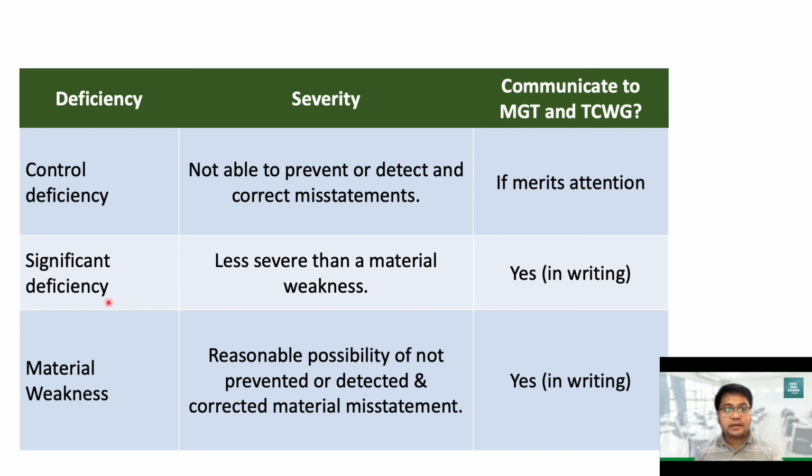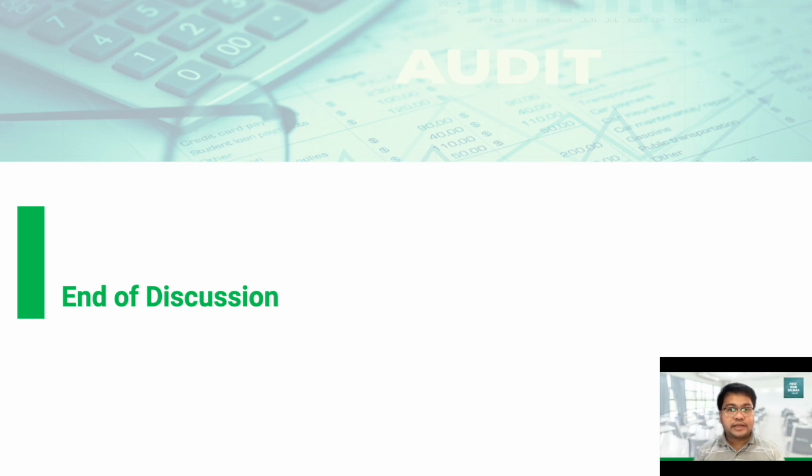If you talk about significant deficiency, this is considered significant but less severe than a material weakness, then we need to communicate it to those charged with governance in writing. If appropriate, we can also communicate it to the management. If it's a material weakness, so there is a reasonable possibility of not preventing or detecting the related fraud or misstatement, then we communicate that to those charged with governance in writing also. And if appropriate, we can also communicate that to the management. So that ends our discussion on this part.